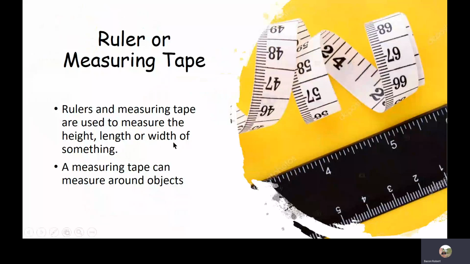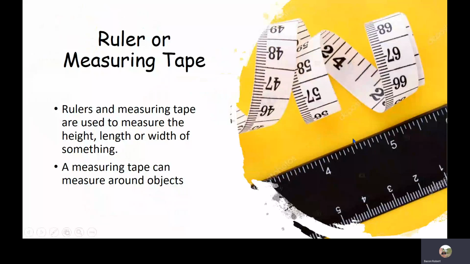Like if we want to measure our own waist for a new pair of pants, or how wide our dog is if we're getting it a new collar or a new harness. So width, we'd want to measure around something. So that would be better for a measuring tape because you can wrap it, whereas our ruler is straight.